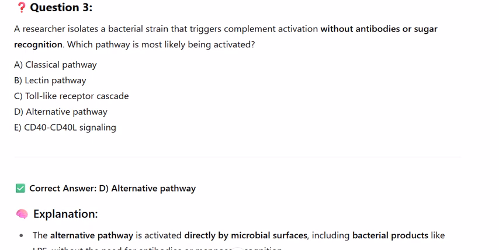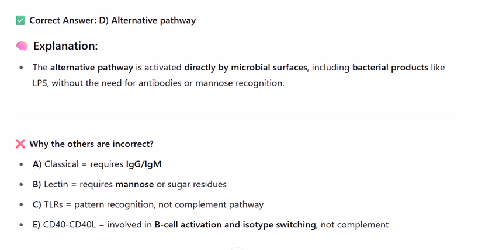Alternative pathway. Explanation. The alternative pathway is activated directly by microbial surfaces, including bacterial products like LPS, without the need for antibodies or mannose recognition.